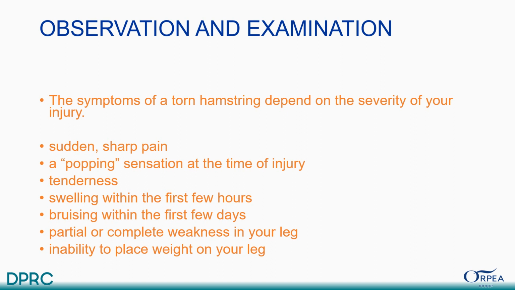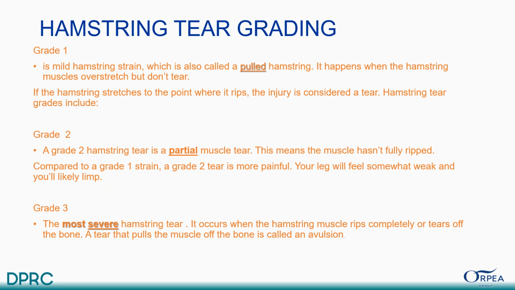The symptoms of a torn hamstring depend on the severity of your injury, like sudden sharp pain, a popping sensation at the time of injury, tenderness, swelling, bruising, partial incomplete weakness of your leg, and inability to place weight on your leg. Again, like hamstring strain, hamstring tear is also graded in the same way, with grade 1 being mild hamstring strain, also known as pulled hamstring strain, and grade 2 is hamstring partial muscle tear. Grade 3 is the most severe hamstring tear, in which the hamstring muscle is completely ripped off or tears over the bone.